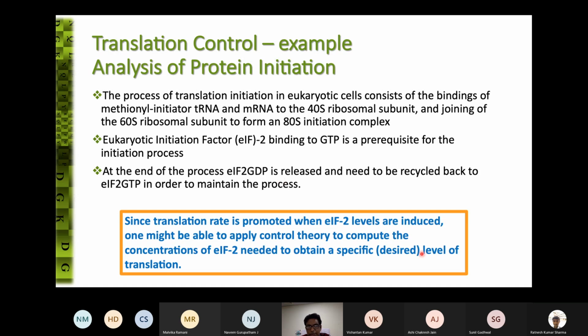So the question they are asking is, if we know that this level of EIF2 is actually upregulating or controlling the synthesis or the translation rate here, then can we control the concentration in such a fashion that we get the desired rate of translation, right?